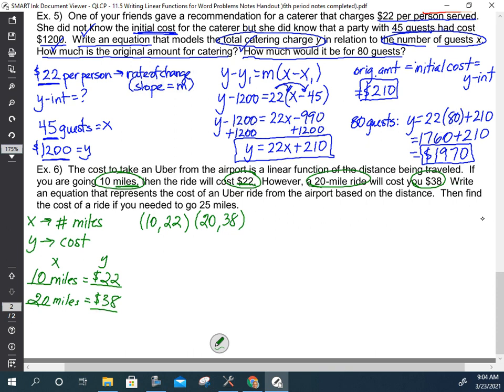So it doesn't make the problem harder. It just means that there's one more piece that you got to find in order to start solving. And that one piece is the slope. So that piece that you need to go and get first is the slope. So let's do that first. So slope formula, reminder, is y2 minus y1 over x2 minus x1. So 38 minus 22 over 20 minus 10.